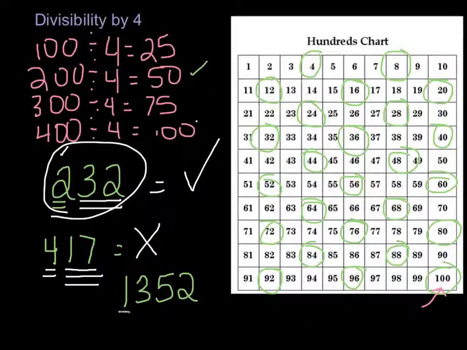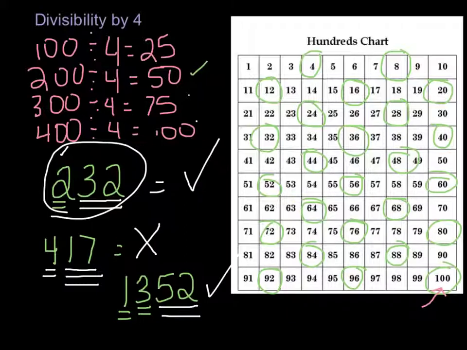I know that 1,000 is divisible by 4. I know that my 300 is divisible by 4, because any multiple of the 100 or of the 300 is divisible by 4. Sorry, the 1,000 or the 300. So I have to look at only my last 2 digits, 52. And is 52 divisible by 4? Yes, it is. So therefore the whole number is divisible by 4.